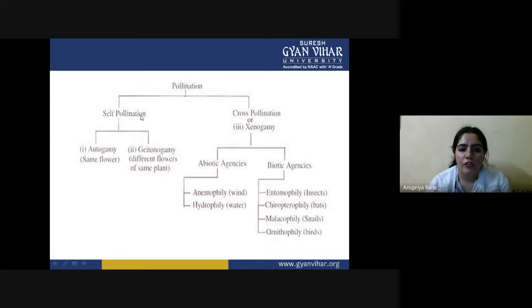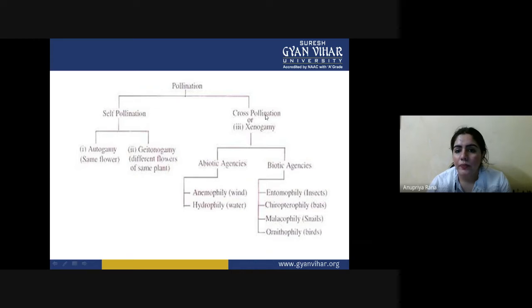In self-pollination, there are two types. First is autogamy, and second one is geitonogamy. Okay, these are the two types: autogamy and then geitonogamy.